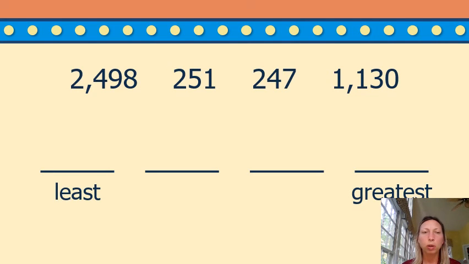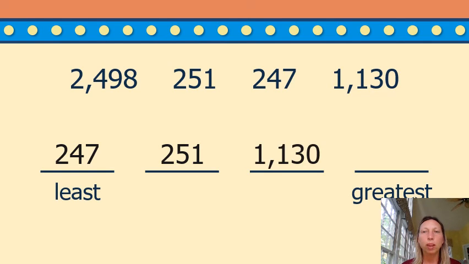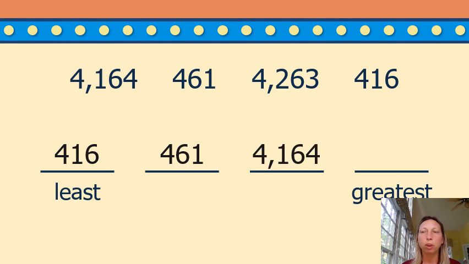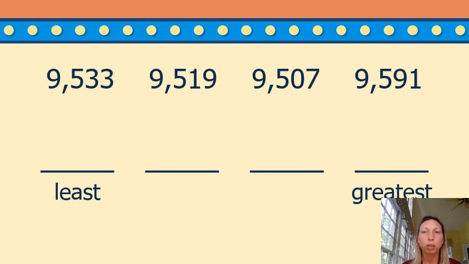Almost done, guys. We're going to order it from least to greatest. The least number is 247, then 251, then 1,130, then 2,498. Ordering from least to greatest, 416, 461, 4,164, and 4,263. You guys usually did not have much trouble with this at all this year, so I feel confident you guys will pick it back up really quickly.